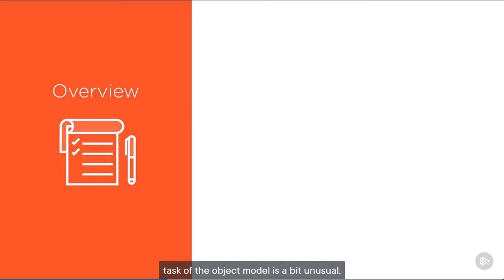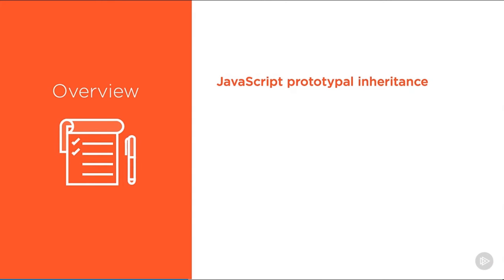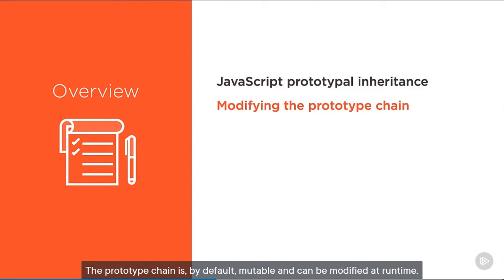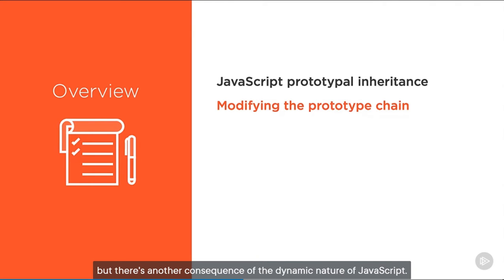JavaScript object model is a bit unusual. Each object has a chain of 0 or more prototype objects. The object inherits every property and method in the prototype chain. It is the core JavaScript inheritance mechanism. The prototype chain is by default mutable and can be modified at runtime. This is rarely desirable, but it is another consequence of the dynamic nature of JavaScript.